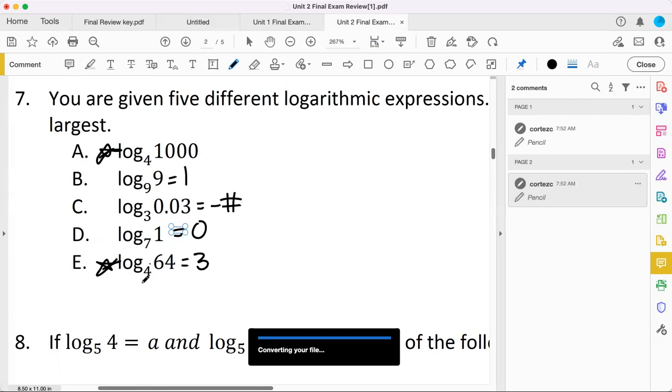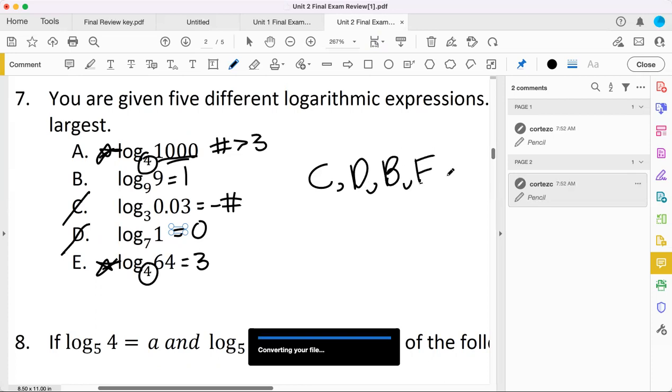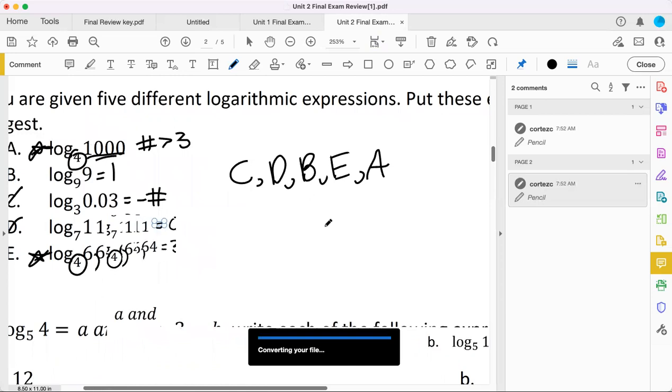Notice that these share the same base, but this argument's a lot bigger than 64. So this is just going to be some number that's greater than 3. And previously 3 was the head honcho. So from least to greatest, C is definitely a negative number. So that's done. 0 is the next best. Moving on up. We're hitting B because that's 1. E because it's 3. A because it's some big number that's greater than 3. And that's the game, putting it in least to greatest.